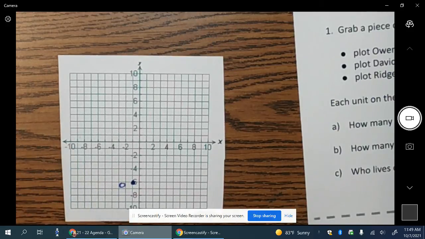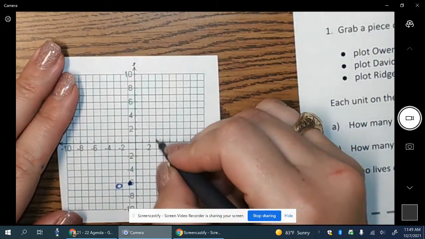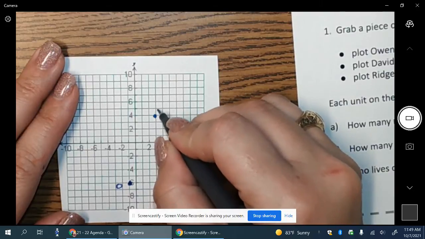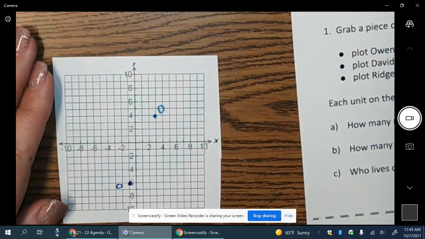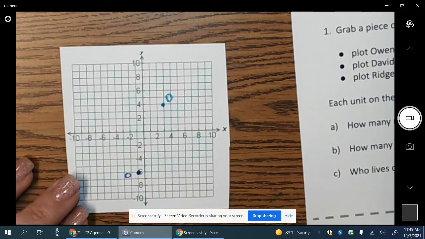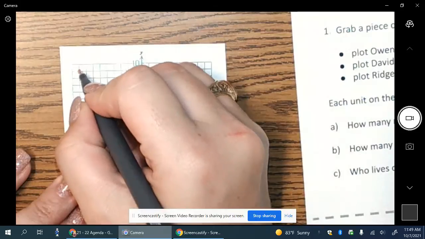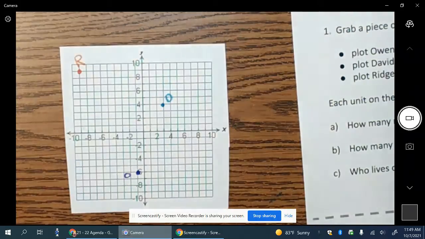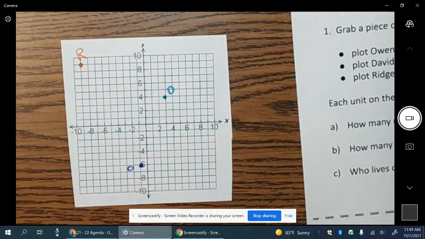David is at 3, 4. Go visit David. He lives over at 3, 4. So over 3, up 4. I heard he has snacks, so go to David's house. And then Ridgeview is at -9, +9. So the -9 tells me to go which direction? Left. The +9 tells me to go up. So way up here. That's Ridgeview. So we have 3 points plotted. We have Ridgeview, we have David, we have Owen.